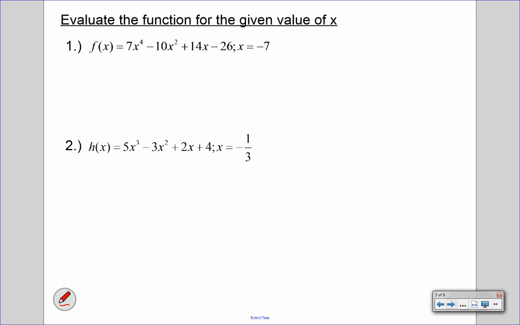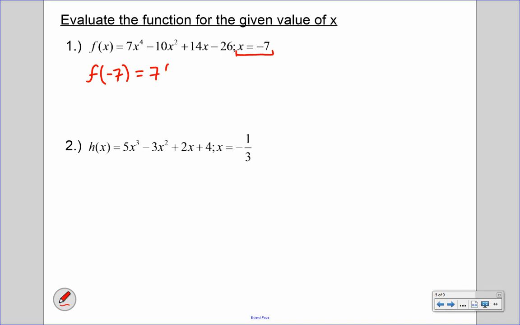All right, next up is evaluating a function for the given value of x. For number 1, I give you the value of x as negative 7. When we are in function form, we have to make sure we have proper notation. So when we write this, we say f of, and instead of x, we say negative 7. That tells us every time we see an x, we're going to plug in a negative 7.